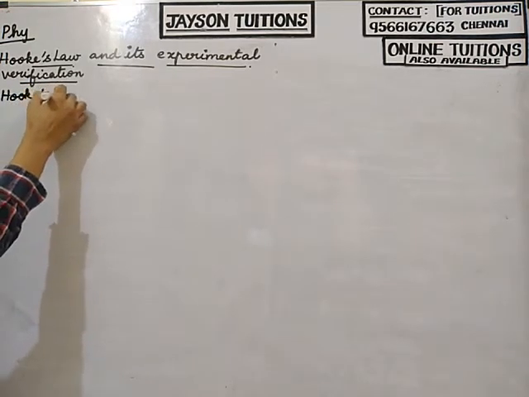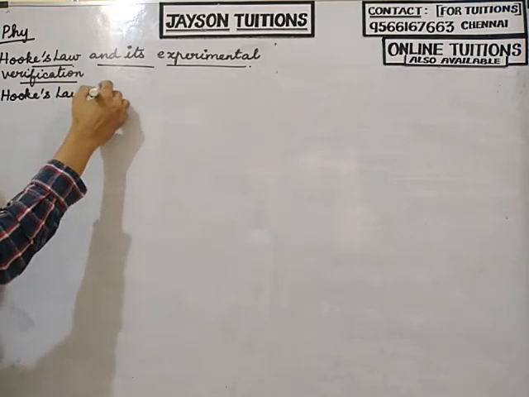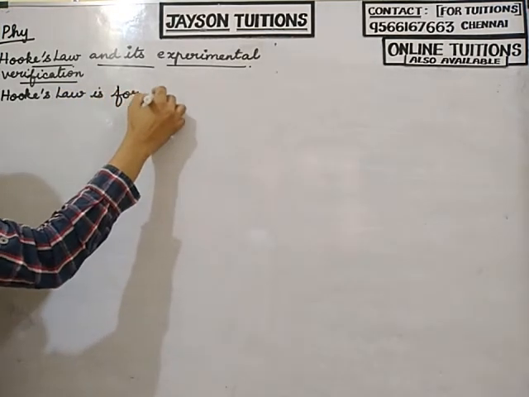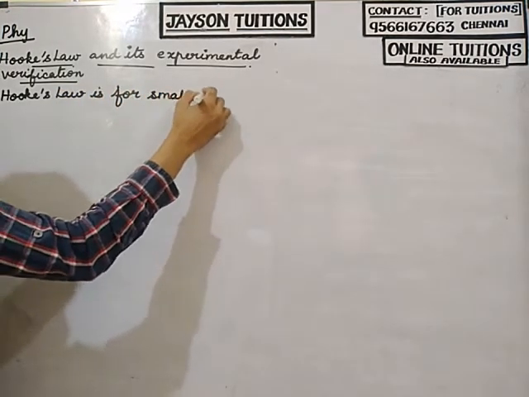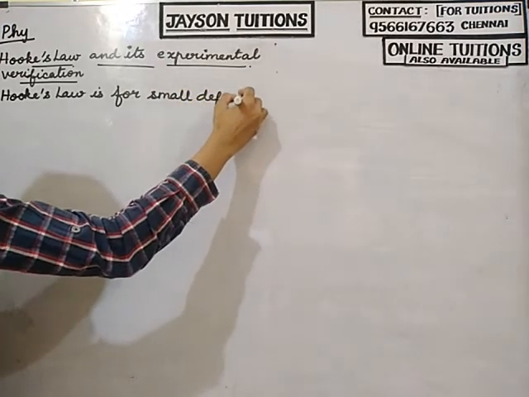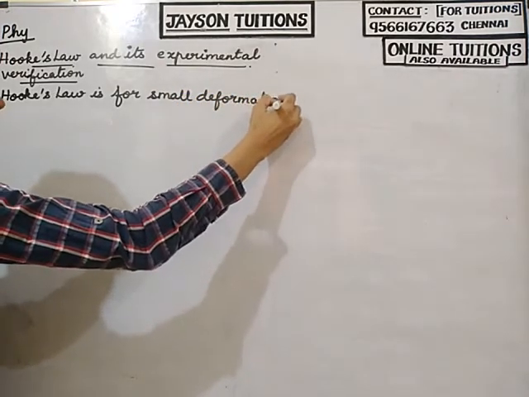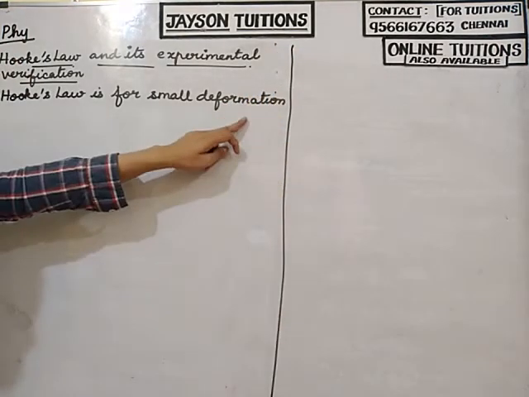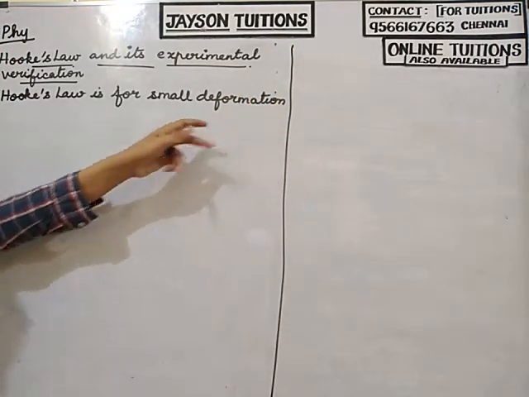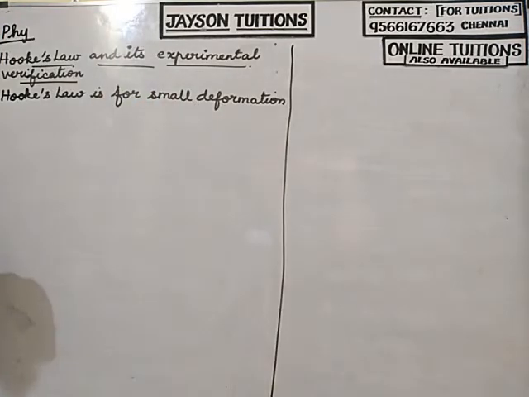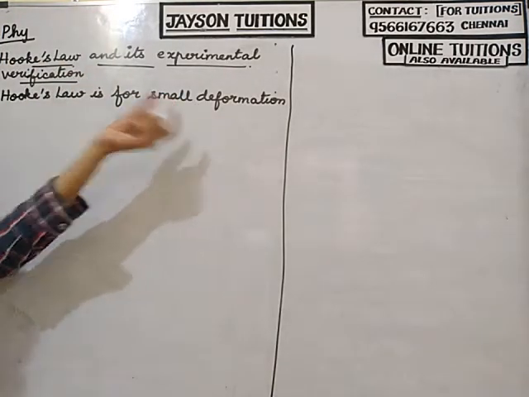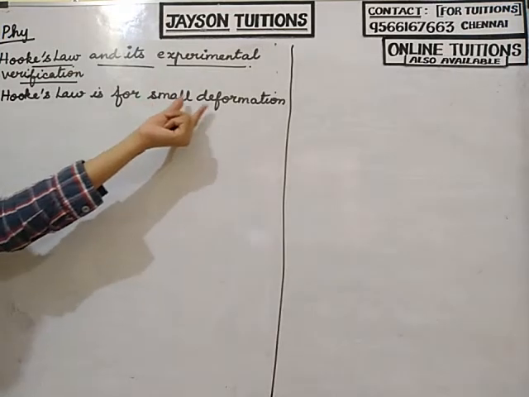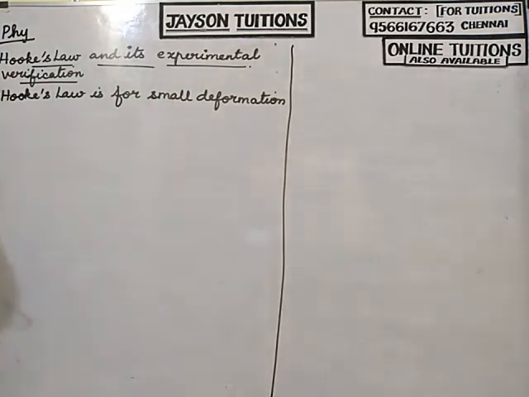Hooke's law is for small deformation. Deformation means when the shape is changing. Hooke's law is applicable for a small deformation.